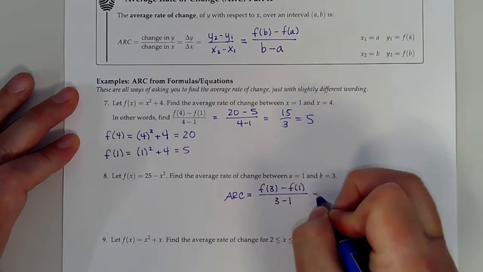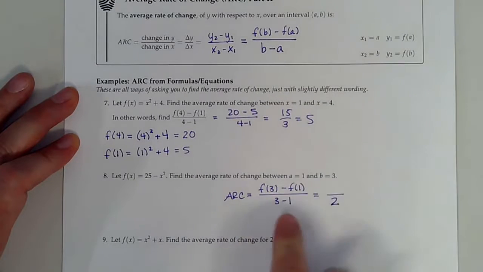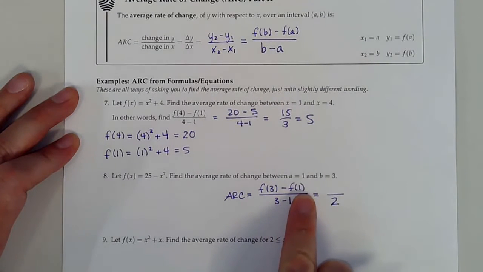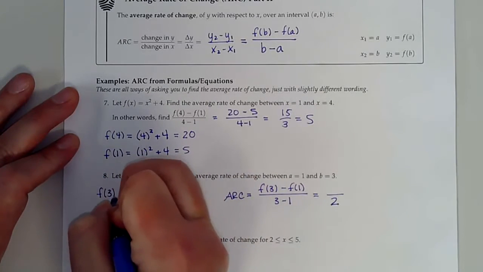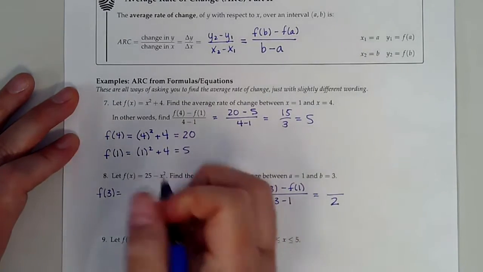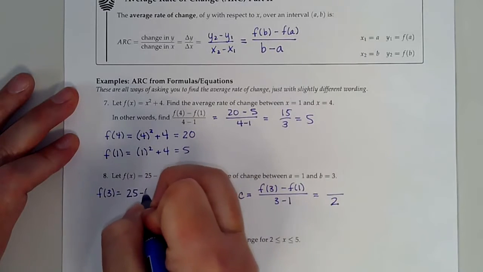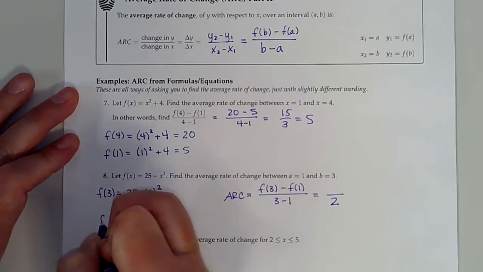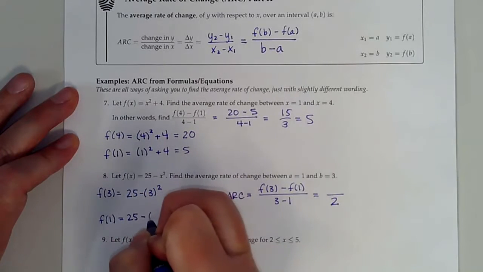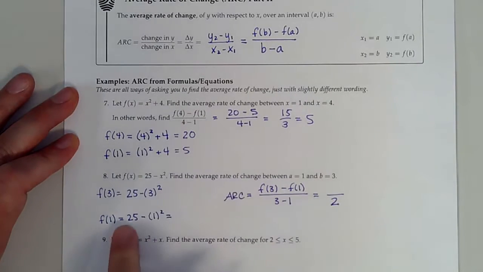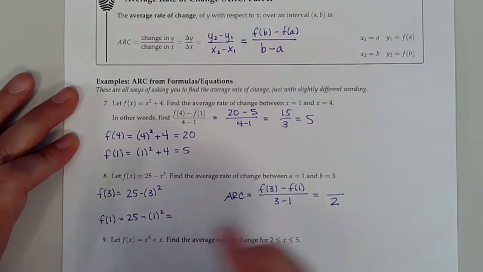So the denominator is easy to find. That's going to be 2. But we do need to find f of 3 and f of 1. So remember that f of 3 is just going to be plugging 3 in everywhere for x. So I get 25 minus 3 squared. And f of 1 would be doing the same, but replacing x with a 1. Okay. So 25 minus 1 squared is 24.